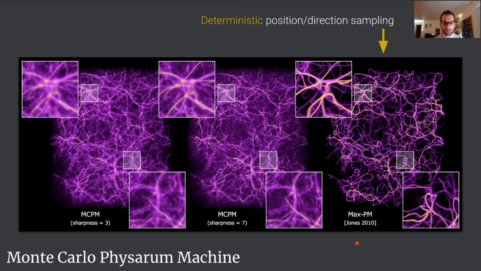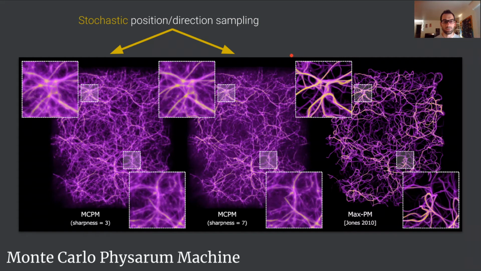The main technical contribution of this work was actually that instead of deterministic position and direction sampling for the agents, we implemented a stochastic Monte Carlo scheme to sample these directions and positions. And this, as you can see, increased the expressivity of the model quite a lot. And as we found in our experiments, this actually much better corresponds to the cosmic web distribution according to our references.